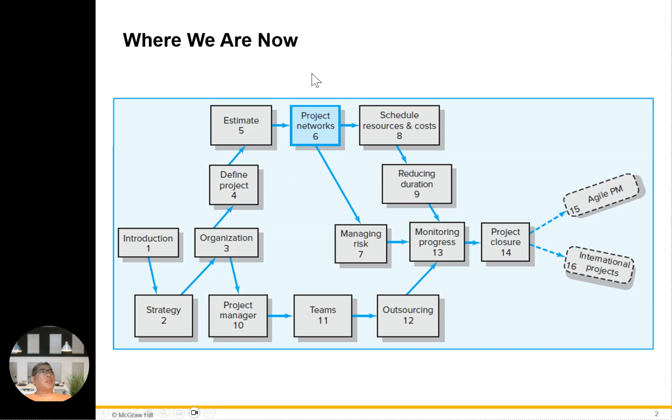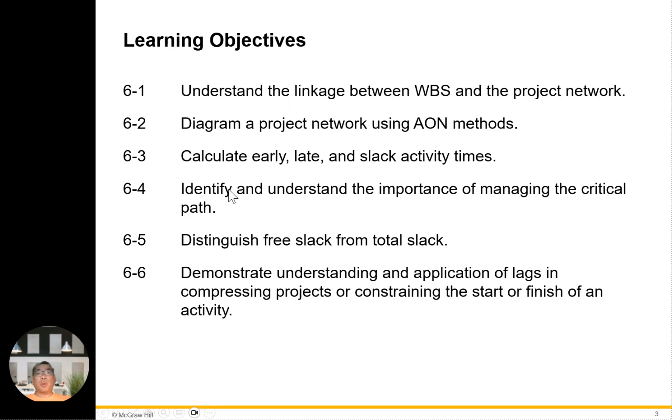Where we are now, we are at Chapter 6, which is project network. There are a number of learning objectives. Number 1, understand the linkage between the WBS and the project network. Number 2, diagram a project network using AON methods. Number 3, calculate early, late, and slack activity times. Number 4, identify and understand the importance of managing the critical path. Number 5, distinguish free slack from total slack. Number 6, demonstrate an understanding of the application of lags in compressing a project and constraining the start or finish of activities.